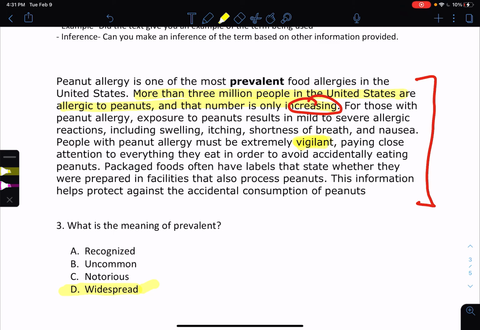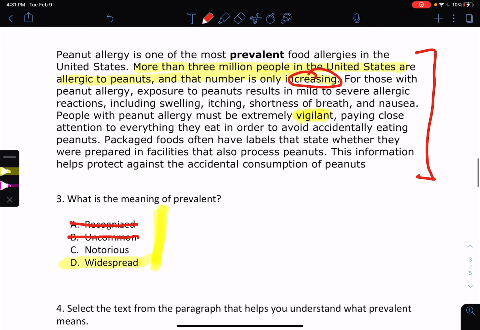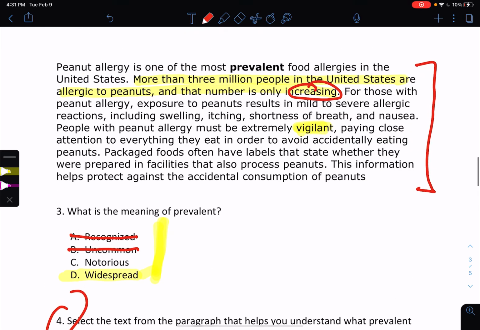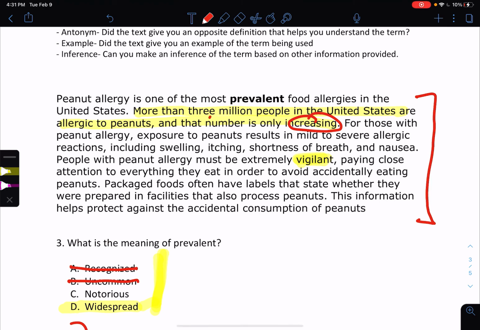The issue sometimes is that we don't know what these words mean, and that's when things become a little more serious. But you can eliminate some of them already. You can eliminate uncommon. You can eliminate recognize. So between notorious and widespread, I will pick widespread. Okay, let's move on to number 4. The context clue is that there are so many people with it.